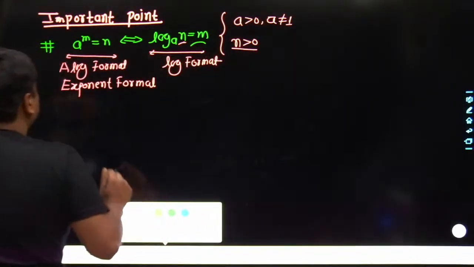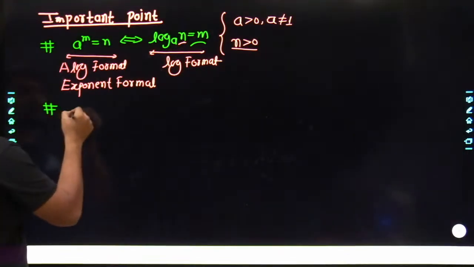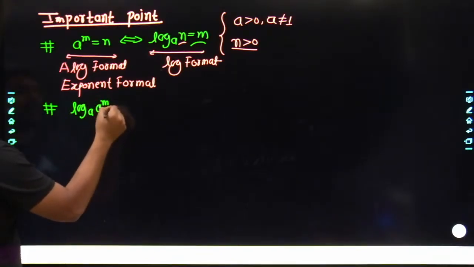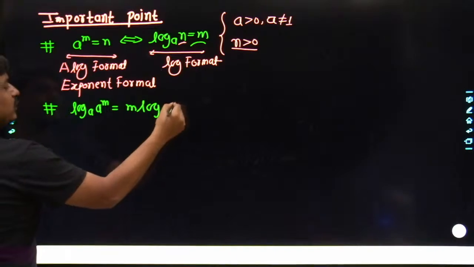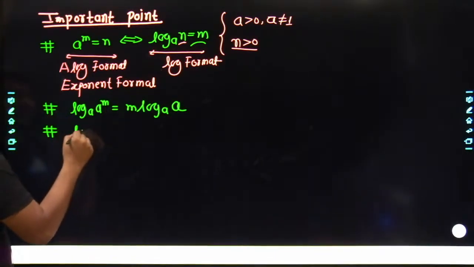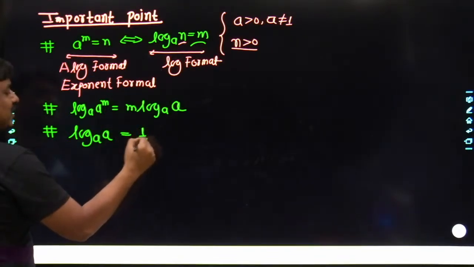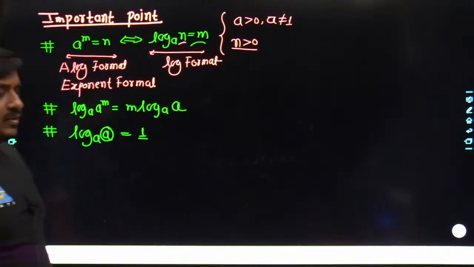Similarly, in the same sequence, let me move forward. What is it? Log of a to the power of m is precisely equal to m log of a, which we have already seen. Similarly, log base a of a is precisely the same. If the radix and the base are the same, the result would be 1.